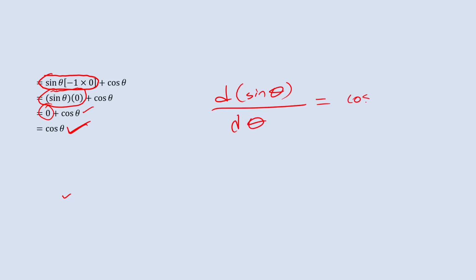Okay, so the sine of theta times -1 times 0 is the same as the sine of theta times 0. Anything times 0 is 0, so we have a 0, but we also have that cos theta that's been there all along. And so what we've just shown, believe it or not, is that the derivative of sine theta with respect to theta equals cos theta.